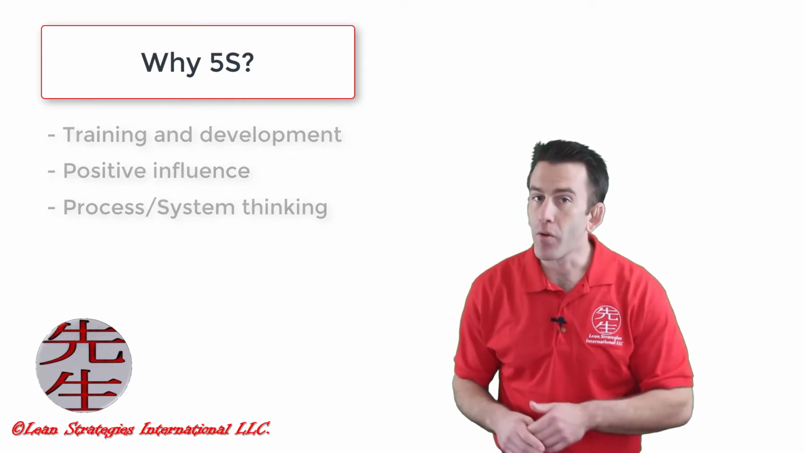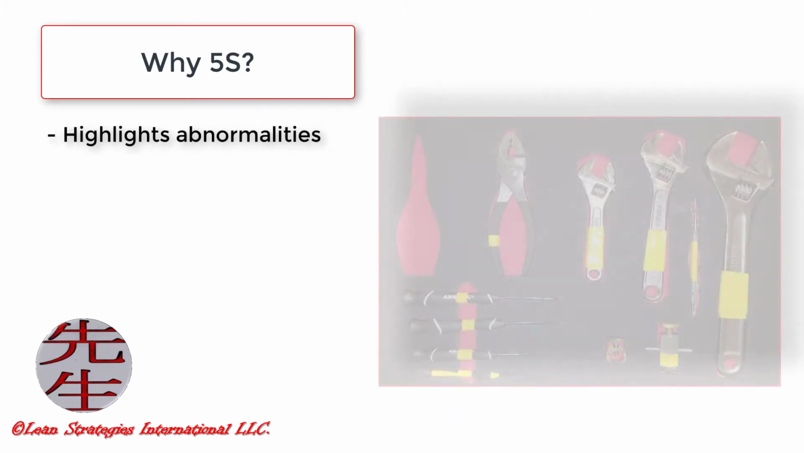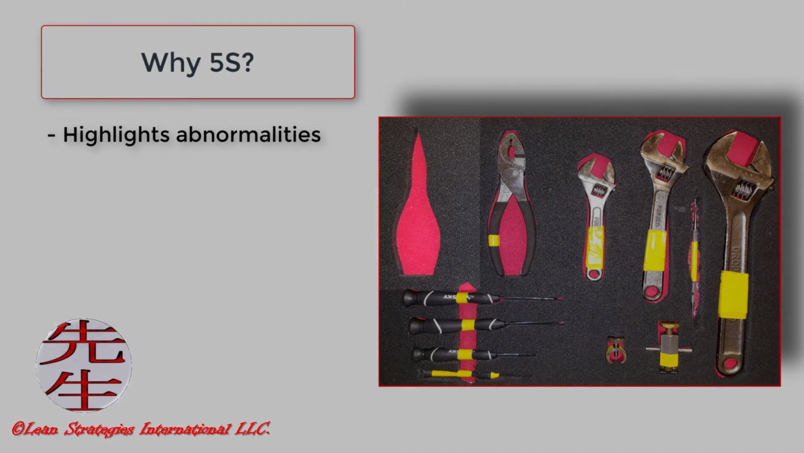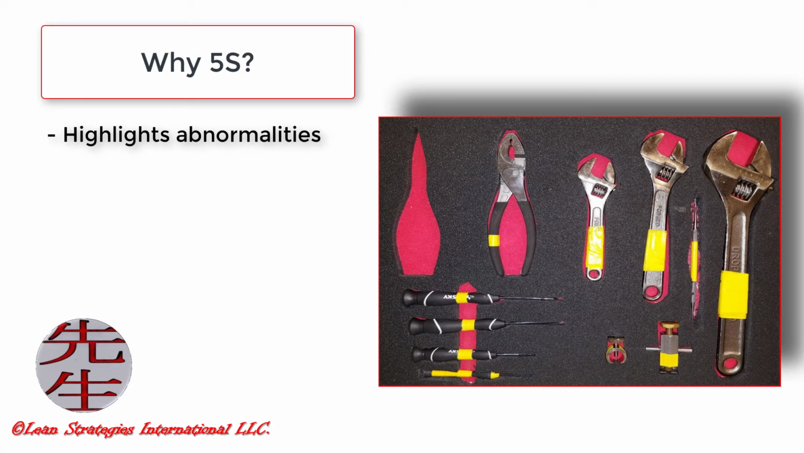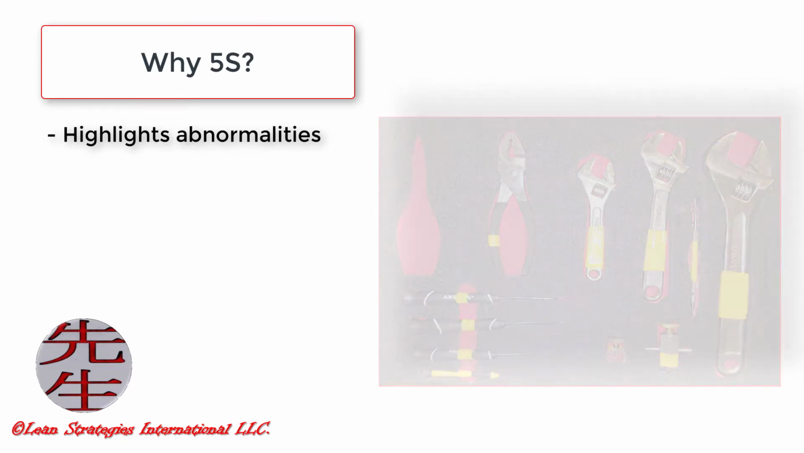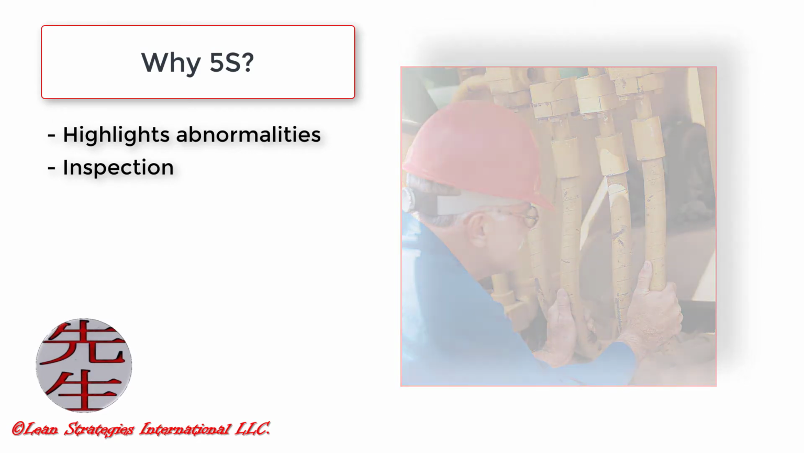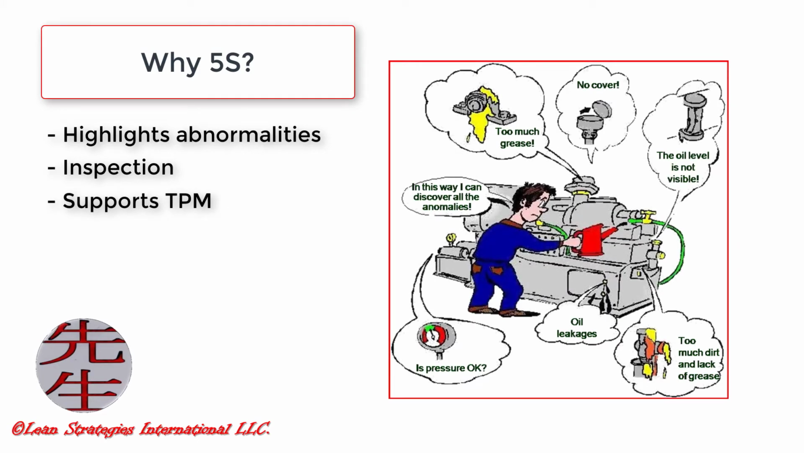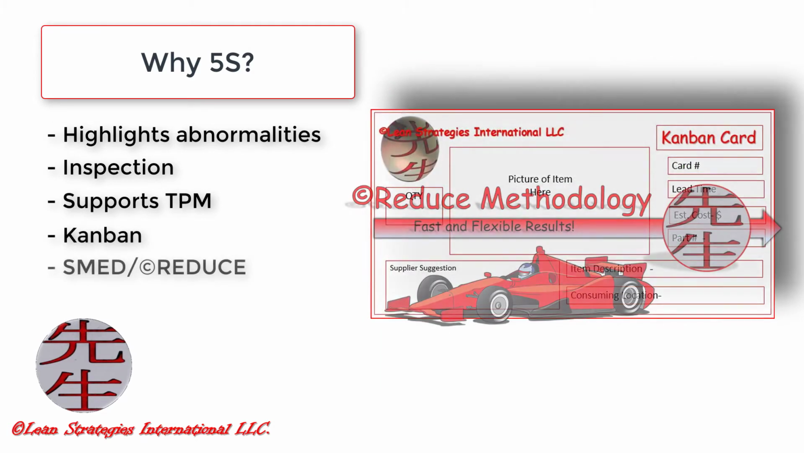Our third reason for performing 5S is that it highlights abnormalities. As you can tell here, it's very clear that this tool is not in place. Even more important than being able to tell if a tool is in its place or not is that the third stage of 5S, shine, is actually a powerful method of inspection which is used not just for cleaning, but as a foundational precursor for strategies like total productive maintenance and other tools such as Kanban and the SMED system.